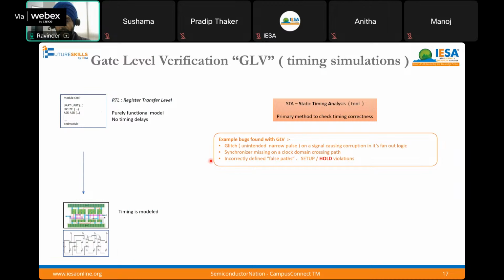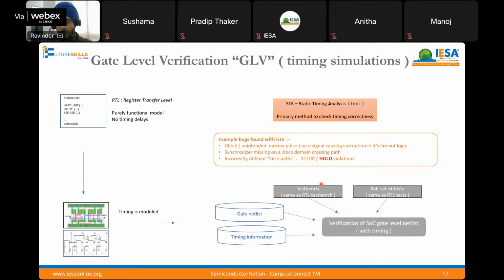Then there are incorrectly defined false paths. STA is done by humans, so there could be tool setup issues, and that can cause some of the timing paths to not be checked. From our electronics knowledge, we know that if there is a setup problem, we can reduce frequency and somehow make the chip work. But if there is a hold problem, then the chip is pretty much dead. It has to be remanufactured. So it can be these kinds of problems.